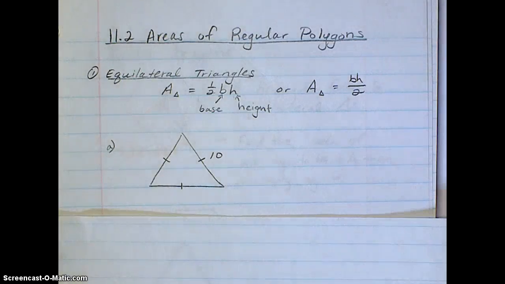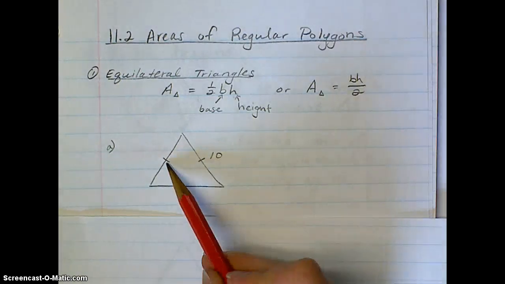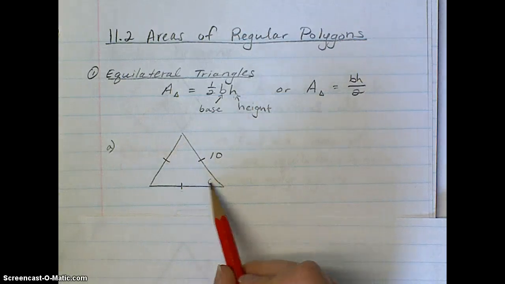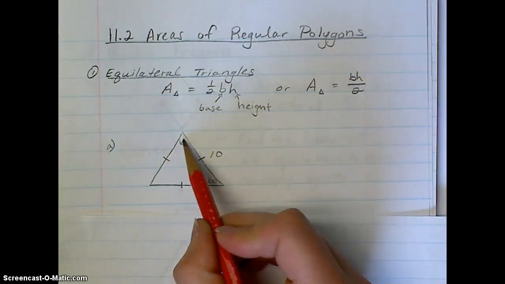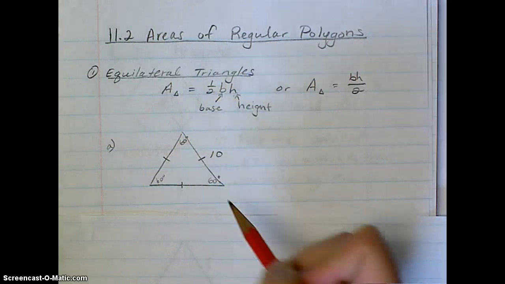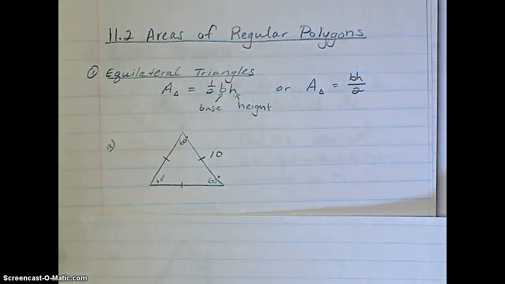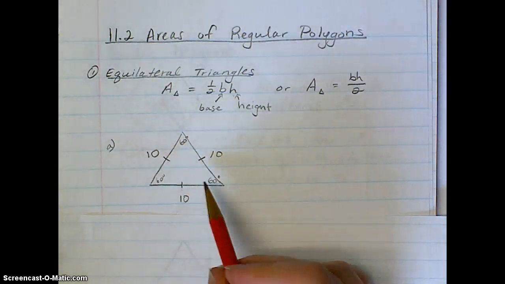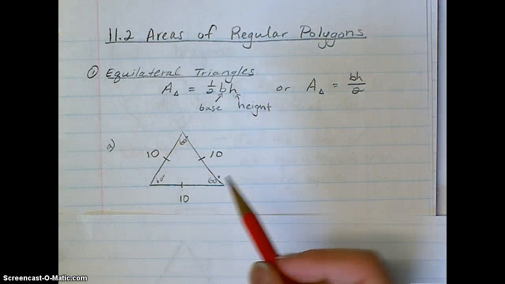It's up to you. Okay, so first of all, we know this is an equilateral triangle because all the side lengths are marked as congruent. That means that each of these angles is 60 degrees, right? That's important to note, as well as all of these sides are going to be 10. So my base is equal to 10, I just need to find my height.